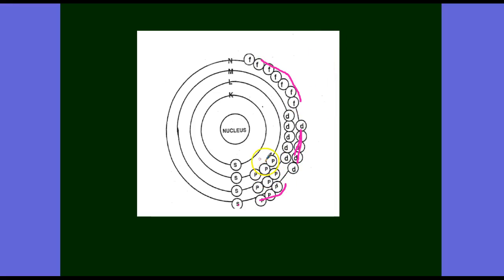And notice these go up by odd numbers, so there's 1 of those, 3 of those, 5 of those, 7 of those. So the max they can hold: S can hold 2, P can hold 6, D can hold 10, because each one holds 2, and there's 5 of them, 5 times 2, and F's can hold 14. And I know you might see these letters here, K, L, M, and N. They do deal with quantum mechanics, but we're not going to use them at all.